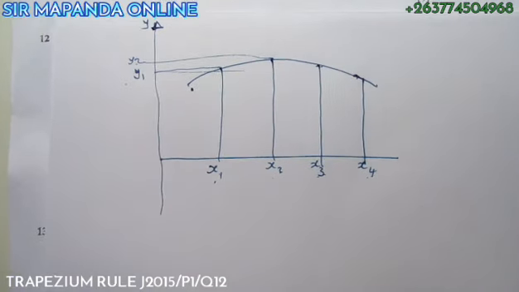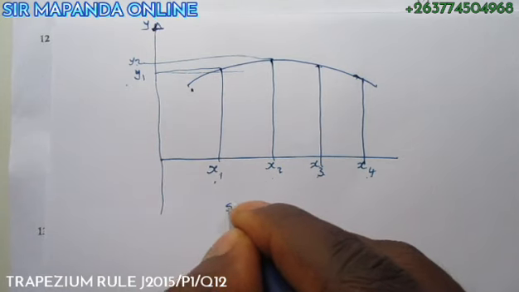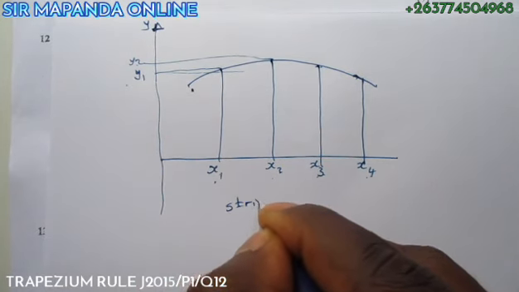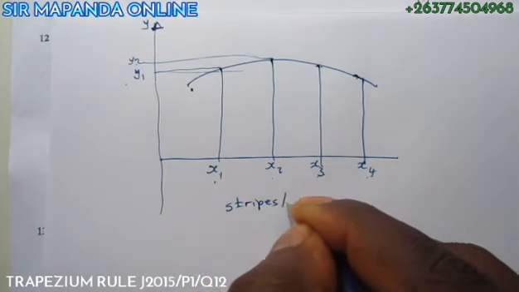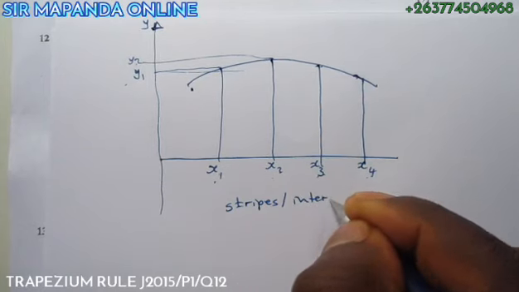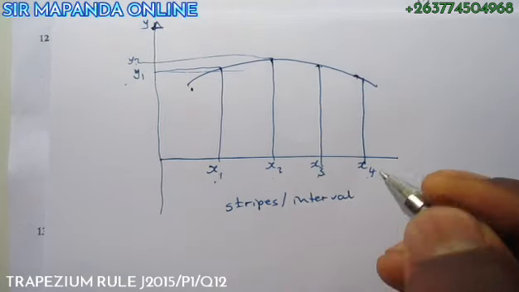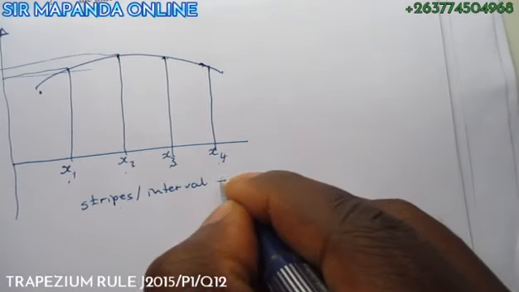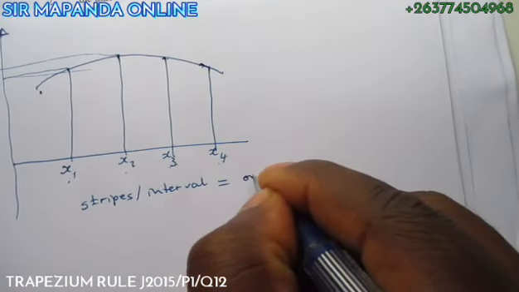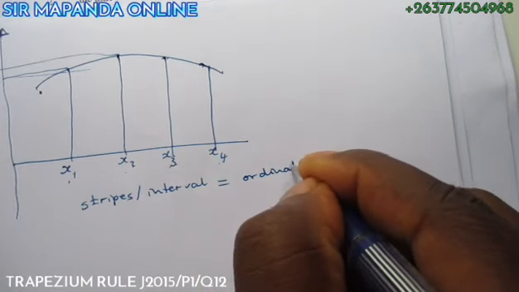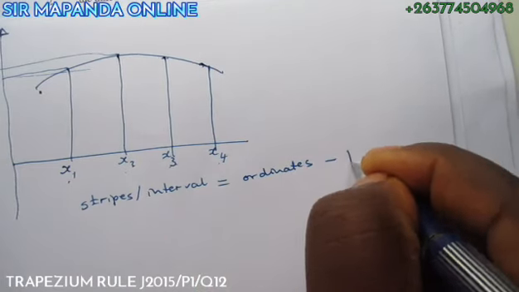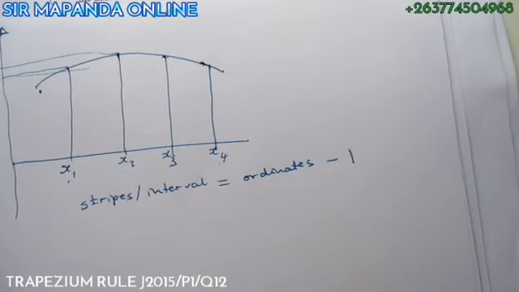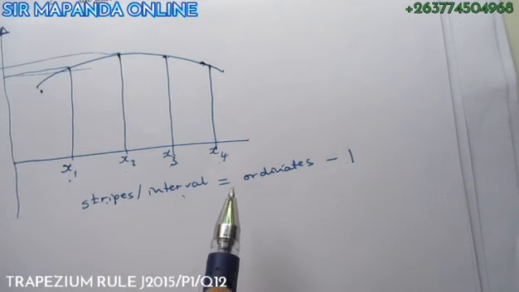Right, so there is a relationship between what we call stripes. Stripes are also known as intervals. Number of stripes or number of intervals is equal to number of ordinates minus 1. So number of ordinates minus 1 gives you what you call number of stripes, or number of intervals. Right.